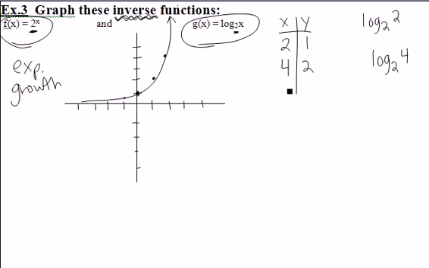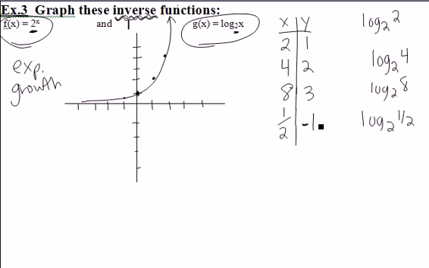Next number that might be wise to choose would be 8, because log base 2 of 8, 2 to what power gives us 8? The answer is 3. Now, we can get some other numbers here. Let me show you one that would be another wise choice, 1/2. Log base 2 of 1/2. 2 to what power gives us 1/2? Well, that's a fraction, so it's got to be a negative power. It's just a plain old 2 down there, so that must be the first power, a negative 1 power, we'll say, to make it a fraction.